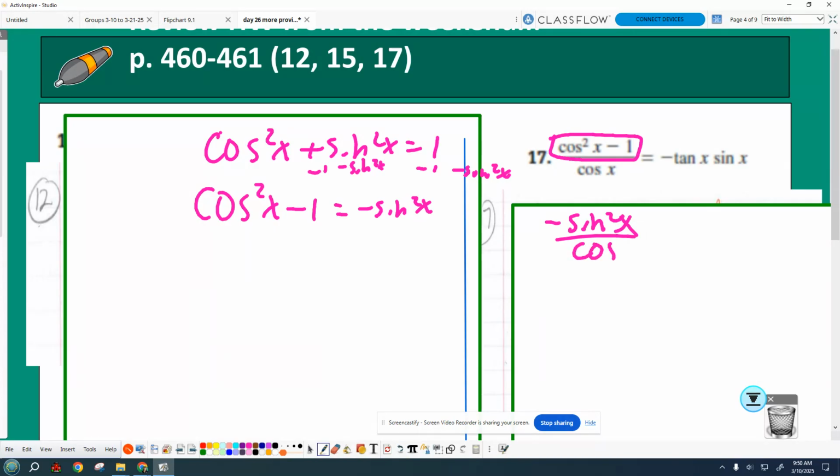But Sam, the left doesn't look like the right yet. So I need to make them look the same. I'm not allowed to move things to the other side. These are proofs, which means the equal sign is kind of in question. So Sam, what can I do to make this look like that?